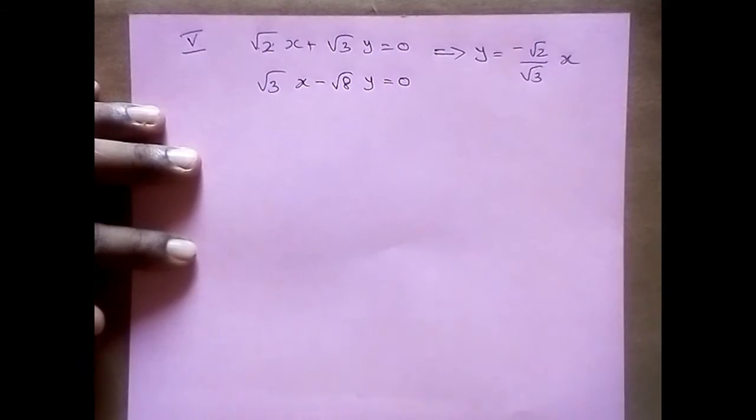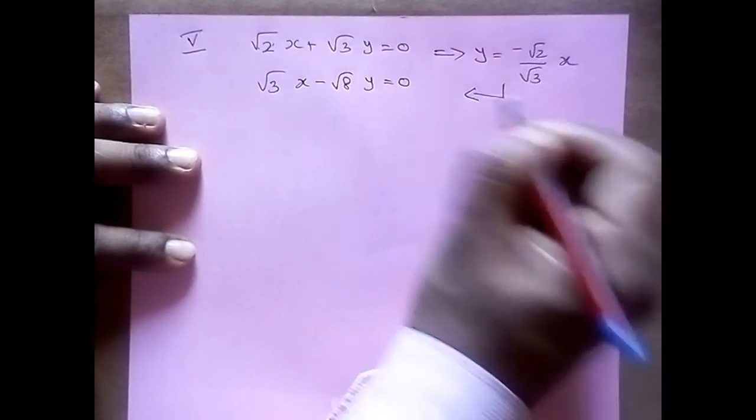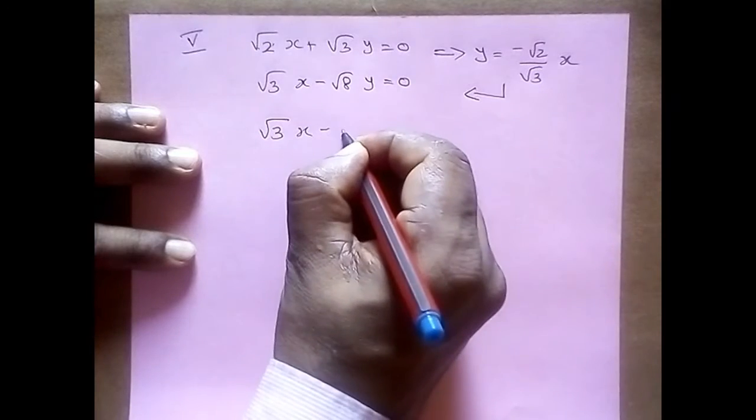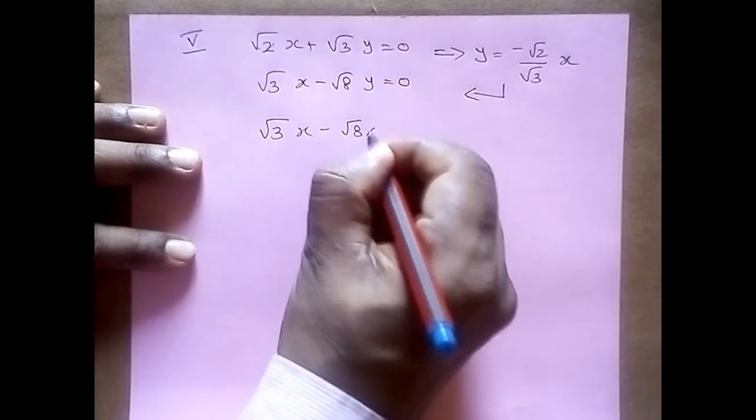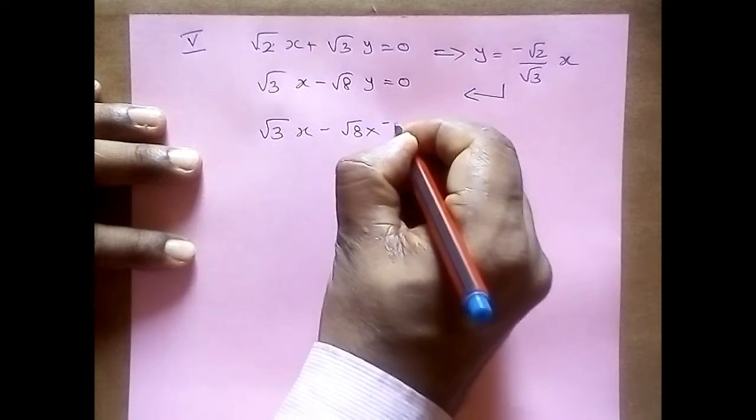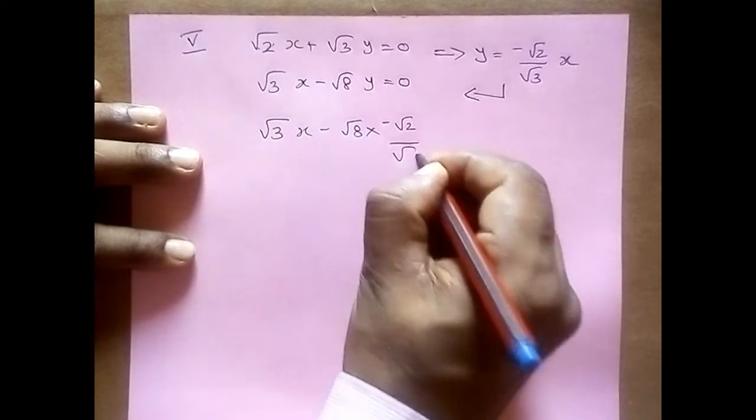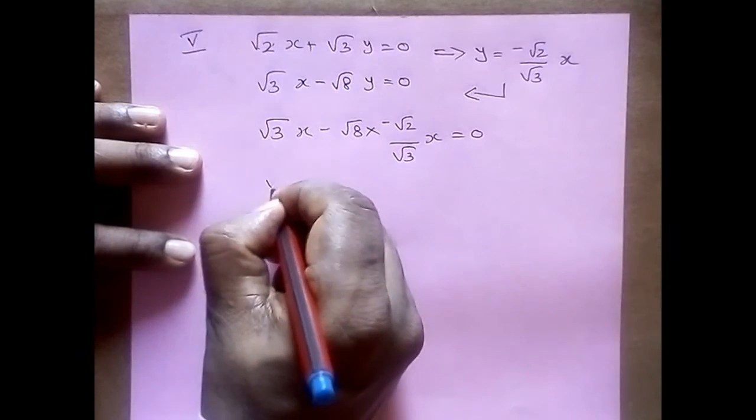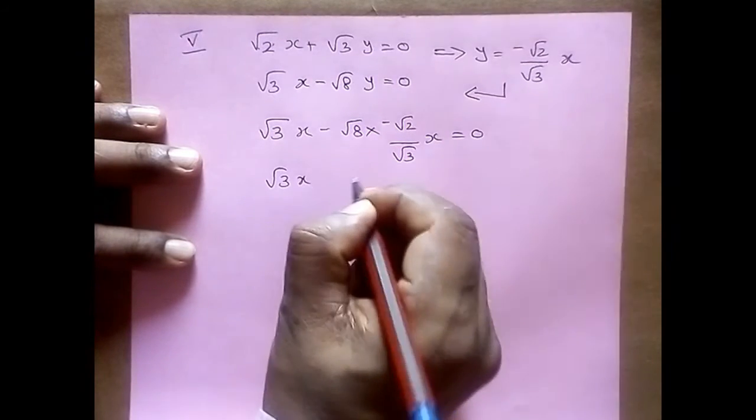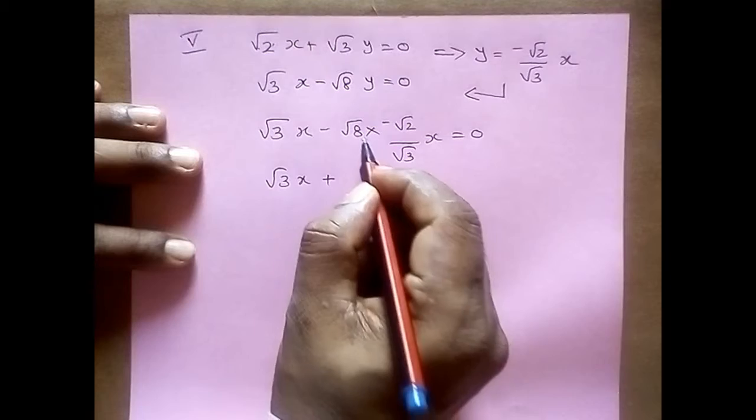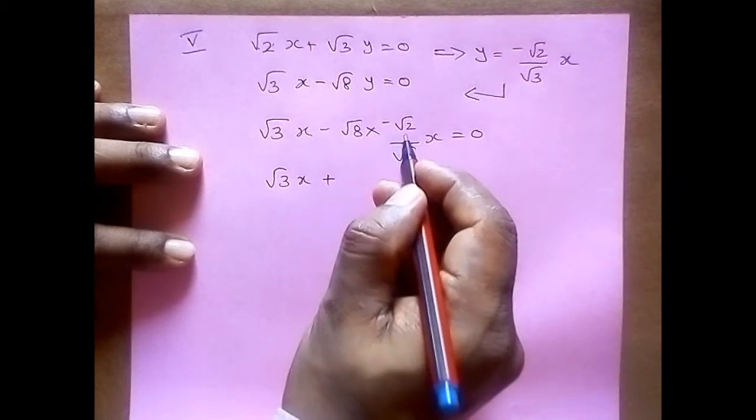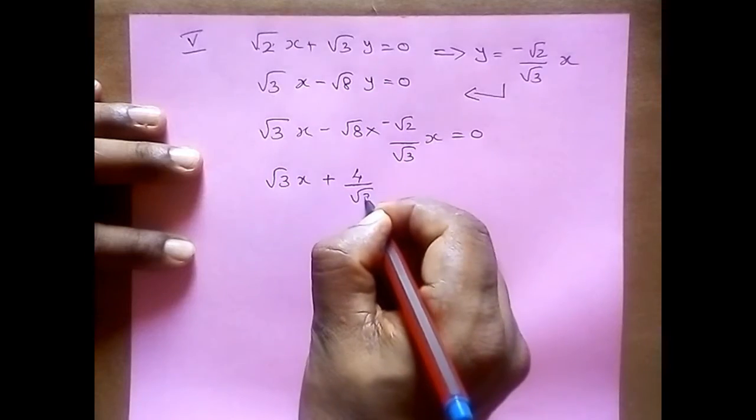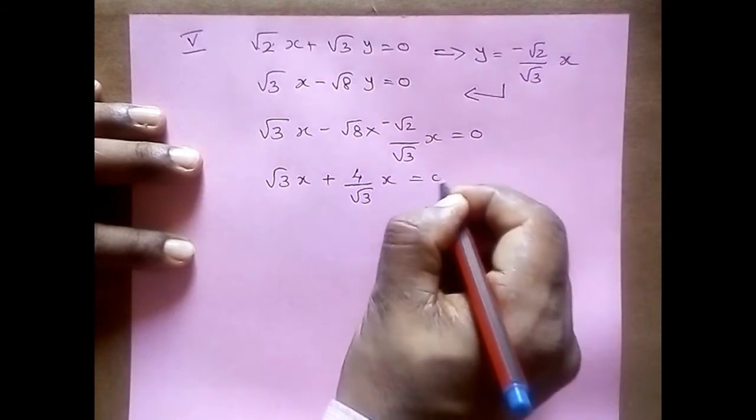Then we will substitute this value here. So root 3 x minus root 8 into y, where y is minus root 2 by root 3 x, equal to 0. That means root 3 x plus root 8 into root 2, which is root 16, and root 16 is equal to 4. So 4 divided by root 3, x is equal to 0.